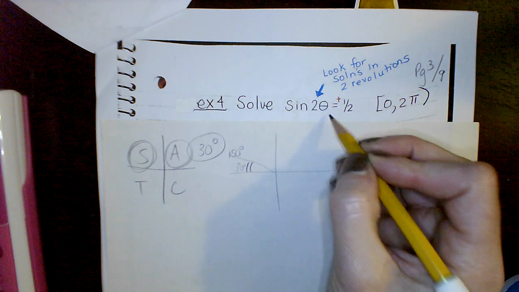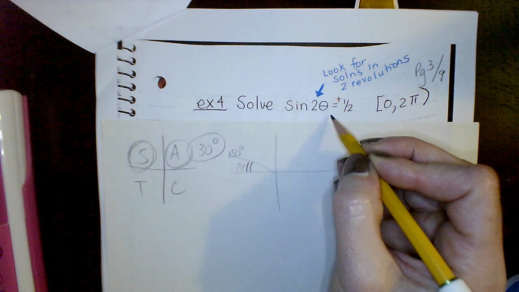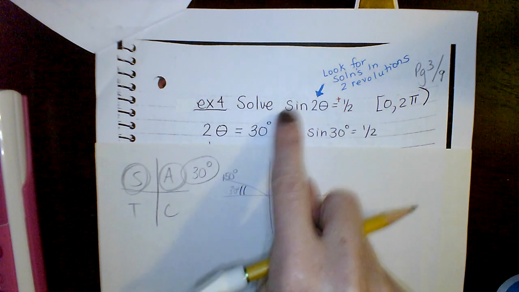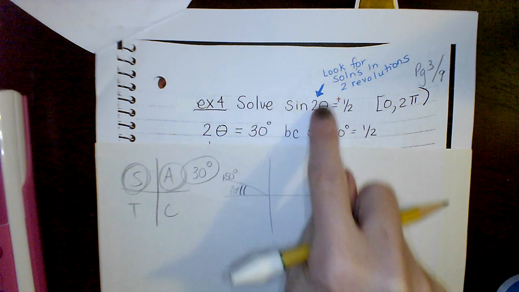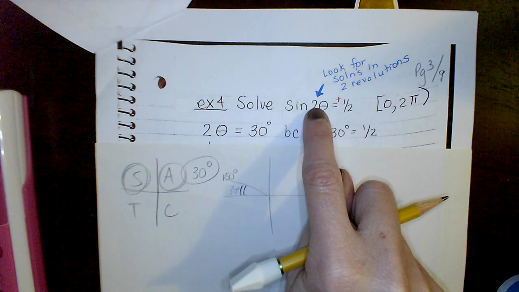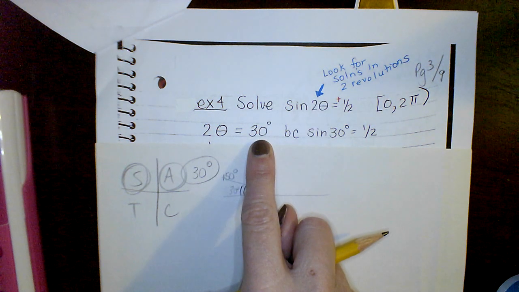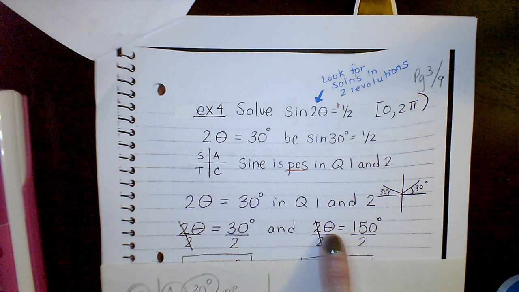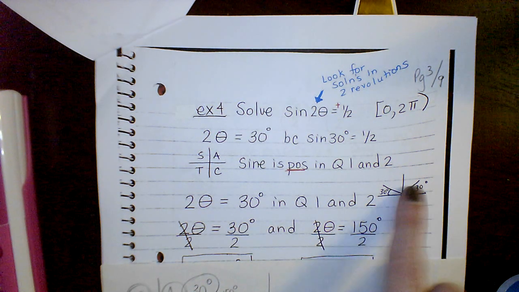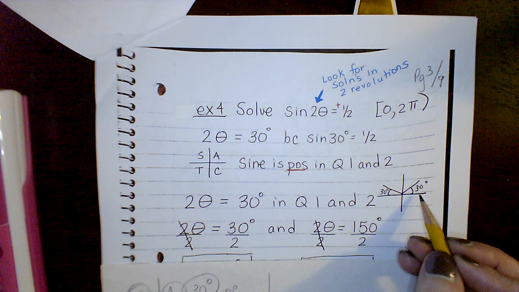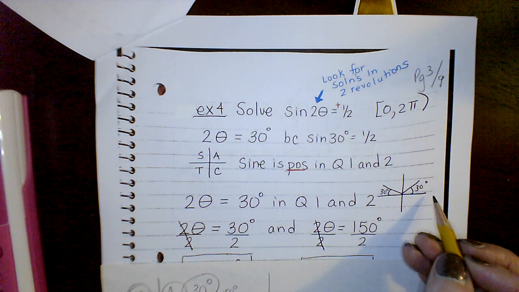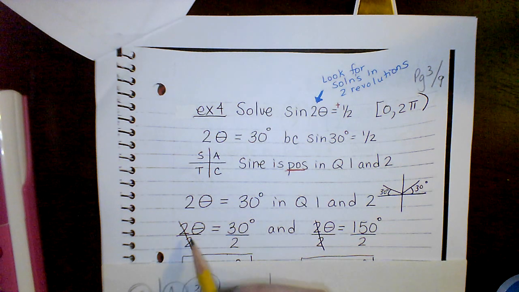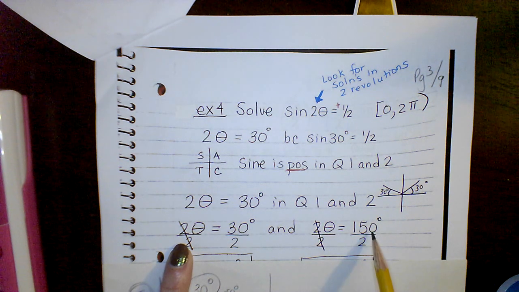This 2 right here is kind of a problem. Once we take the inverse sine, we get that this angle right here, this 2 theta, is 30 degrees. And that 2 theta is 150 degrees. So there's my 2 reference angles. So I've got that 2 theta is going to be that 30 degree angle in quadrants 1 and quadrant 2. So I have that 2 theta is 30 degrees and 2 theta is 150 degrees.